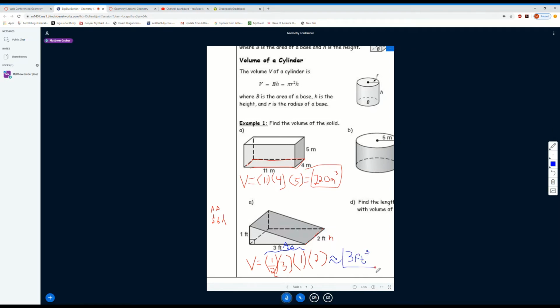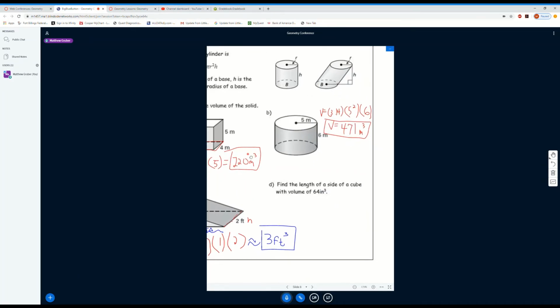Okay? So next, we're asked to find the length of a side of a cube with a volume of 64 inches cubed. Well, guys, look. In this case, I'm going to tell you one formula that you should definitely memorize. The volume of a cube is just the side length cubed. That's where the name comes from. The volume of a cube is the side length cubed.